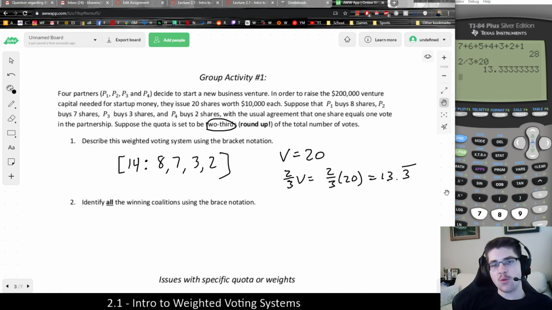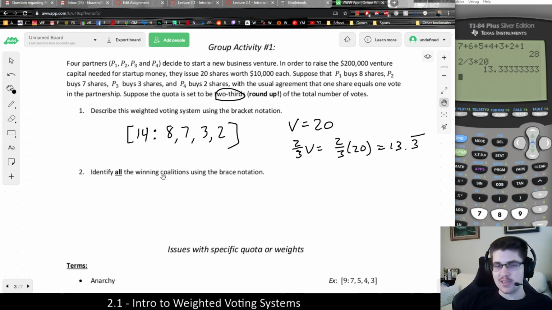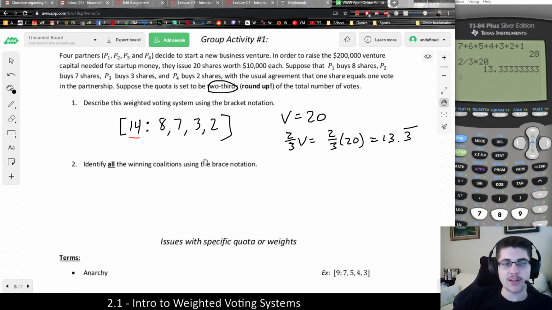And once we know the quota, we can then find all the winning coalitions. And also, the quota is very important because the coalitions may or may not be winning depending on that number, right? The quota is very specific, and if you change the quota, it will change which coalitions are winning and losing. And some of your homework questions will typically ask you, well, what if the quota is this? What if it's that? How does it change your outcomes?